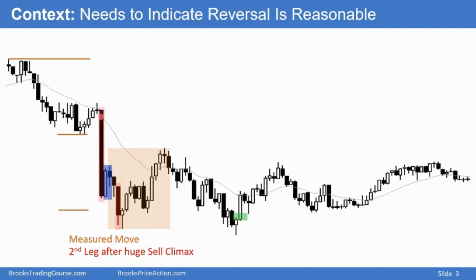2 legs down, huge sell climax, probably at least a little bit more down. After this big sell climax, you have to be expecting 1 more leg down, but sometimes that's all you get. When you see this 2-bar pullback, you have to be wondering, it might be the end of the bear trend, the final bear flag, and the breakout might reverse up, consecutive sell climaxes. Big sell climax, smaller sell climax. This could be a 2-bar final bear flag, and it was.